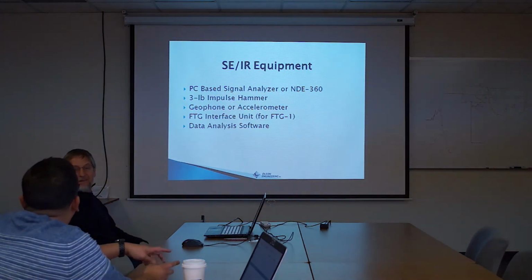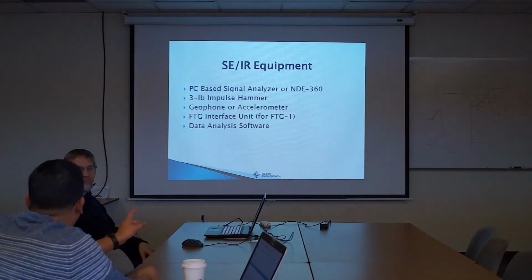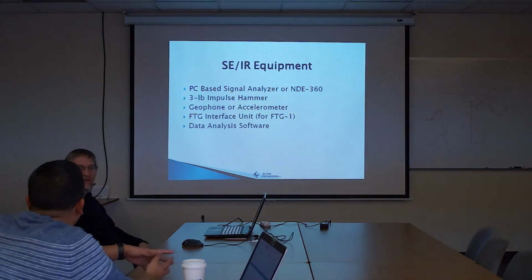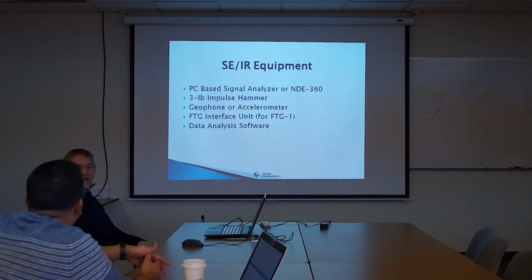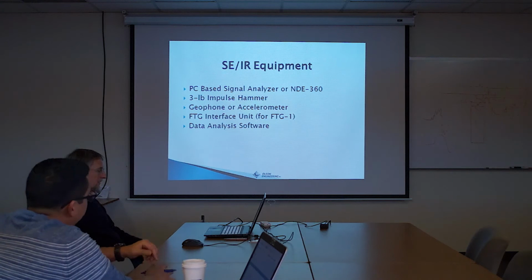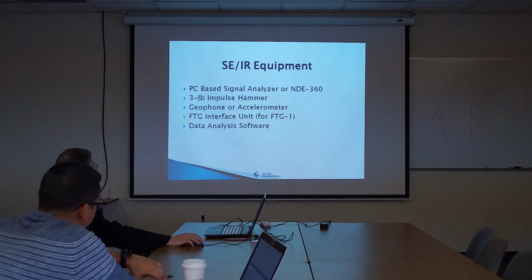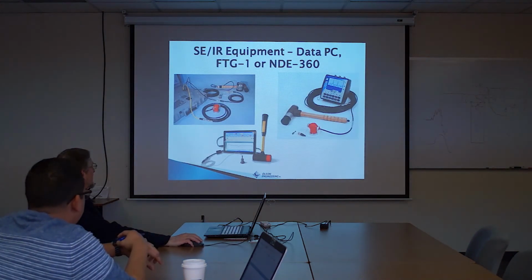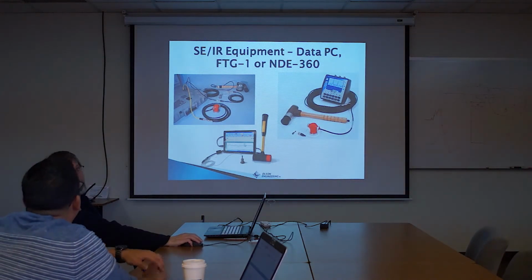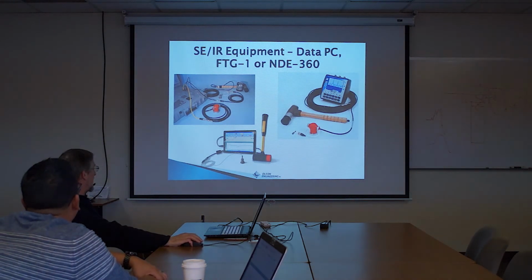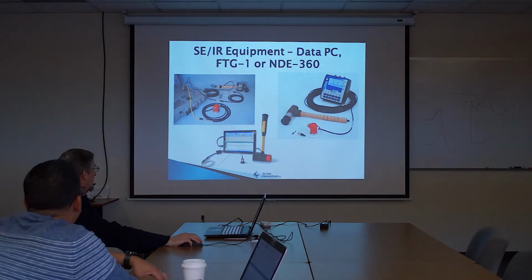But if I get a half-pound ball peen hammer, I can still use this. Yeah, you can still use the FTG and the accelerometer, but your echoes will look very close together. And I'll show you in the back on the log. And then some data analysis software. These are the systems, the ND360. This is what you have right here, effectively. Some version of that: a laptop, an FTG, and an accelerometer.